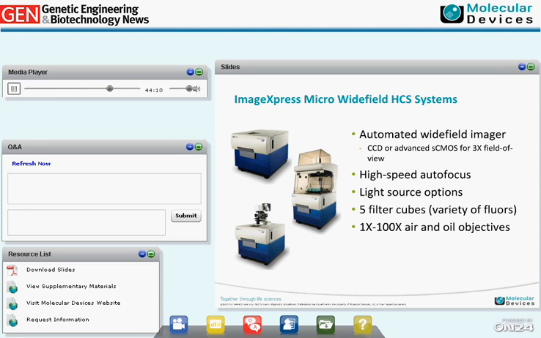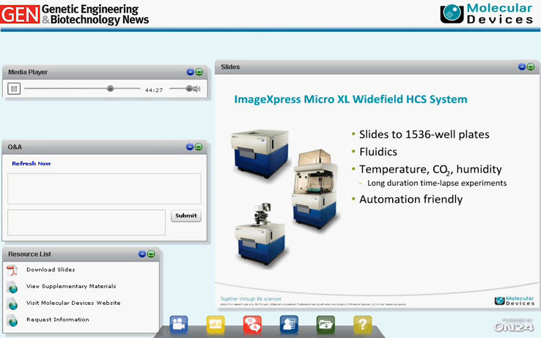as up to 4 Nikon objectives at any given time, ranging from 1x to 100x, both air and oil, which allows the researcher to access both research-grade imaging and high-throughput imaging capabilities in a single system. The Micro can be used to image samples in everything from slides to 1536 well plates, again giving you the flexibility to perform both research imaging as well as high-throughput imaging.